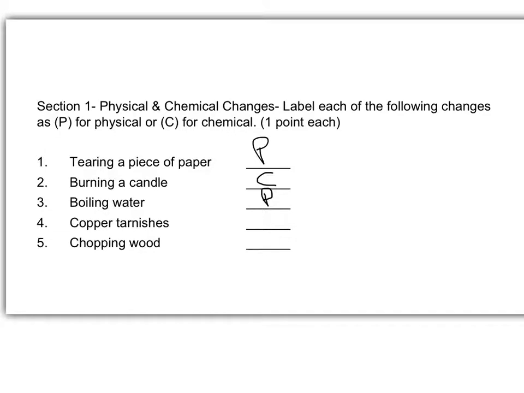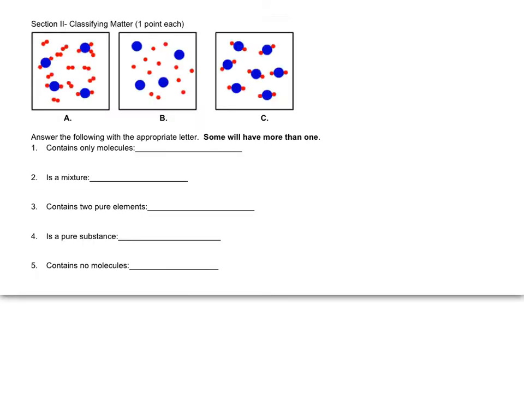Copper tarnishing, that's a chemical change. It's like rusting almost. Tarnish is a chemical process where copper interacts with the air and produces another substance. And chopping wood, again, you're just splitting the wood into pieces. You're not turning the wood into charcoal or anything else, so that's a physical change.